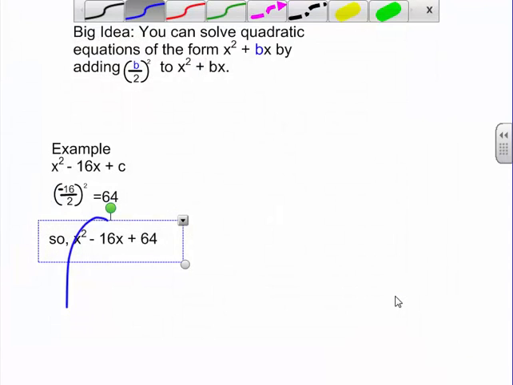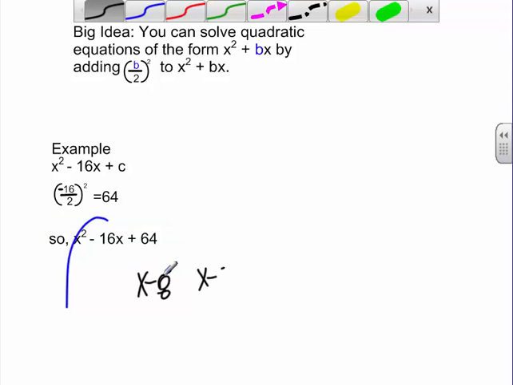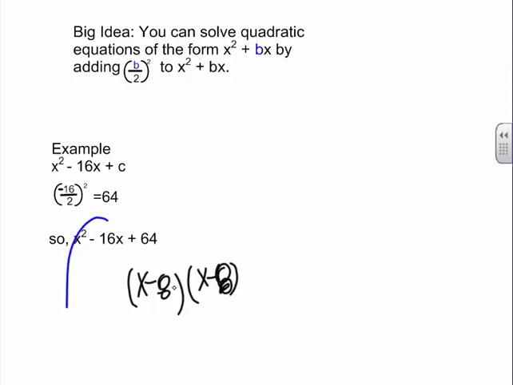if I was to factor this, what are the factors of 64 that add together to give me negative 16? Well, I just told you it's x minus 8 and x minus 8. That's where the idea of a perfect square comes from: the two factors that we're going to create are the same thing. It's that special type of trinomial that we learned back, I think, in 8.7.